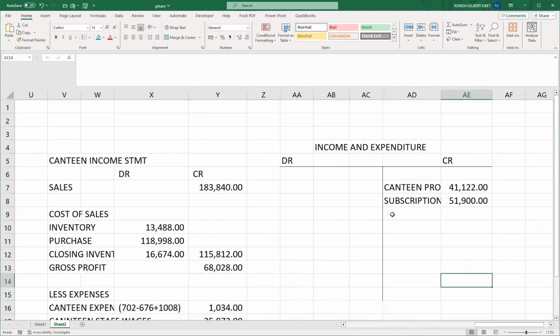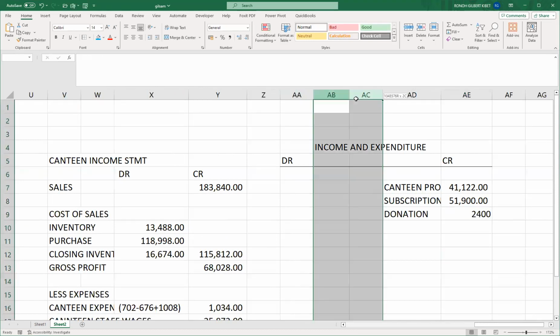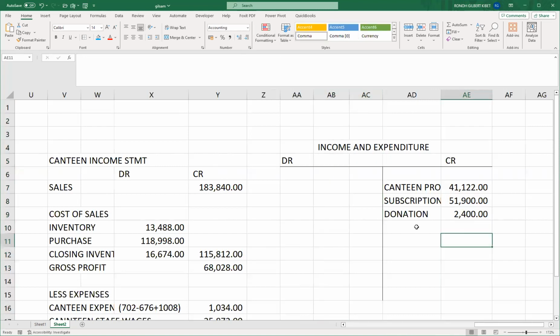And then, donations received. So now let's go to the cash book. We have donation 400. What else do we have as an income in that one? Those are the only income. So we go to the expense part, which we will put on debit.